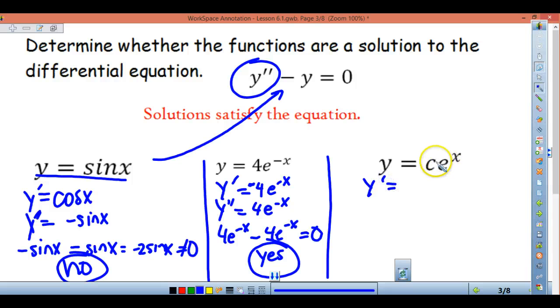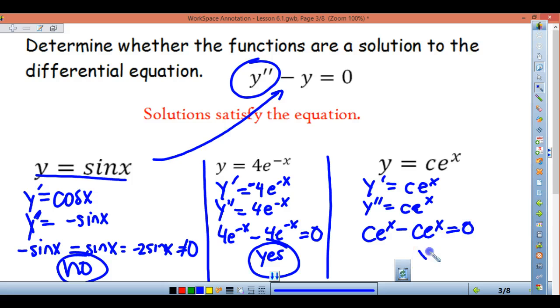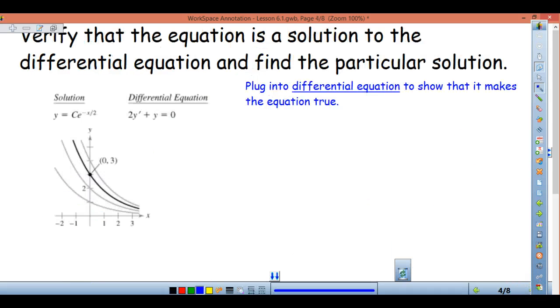So let's try with this one. Notice that there's a c in there. There's a constant. So the derivative of this would be c e to the x. The derivative of that would be c e to the x. So the second derivative minus the original function is also equal to 0. So yes. What's important to note about this is that anything in the form of a constant times e to the x would be a solution to this differential equation.